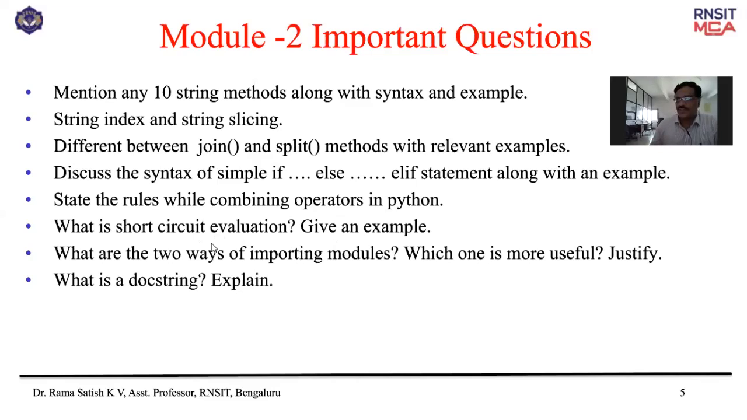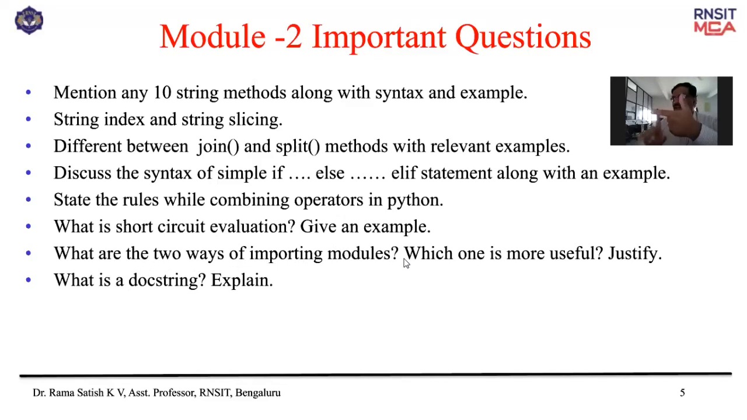And short circuit, I have given an example. What happens if you are using the AND operator? If the first operand is false, it will not execute the second one automatically. The entire result, it will treat as false only. In the same way, with the OR operator in short circuit, if the first operand is true, it will not execute the second one.